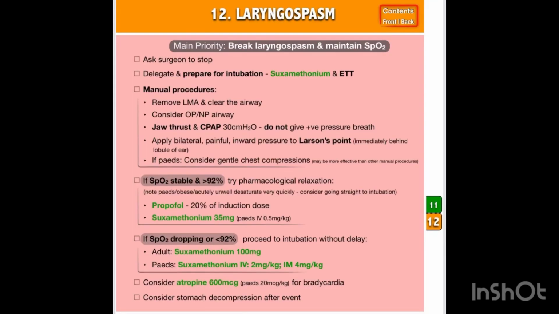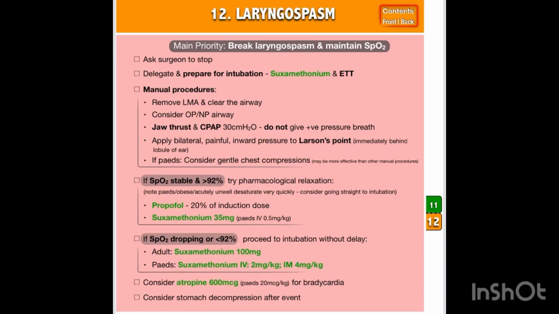Right, if we come across a patient with laryngospasm, the first thing we have to do, the main priority, is break the laryngospasm and maintain SpO2. So first we ask the surgeon to stop, and delegate or prepare for intubation. We have to use suxamethonium and an endotracheal tube. In other countries it is called succinylcholine; in New Zealand we call it suxamethonium. Manual procedures: remove LMAs and clear the airway.